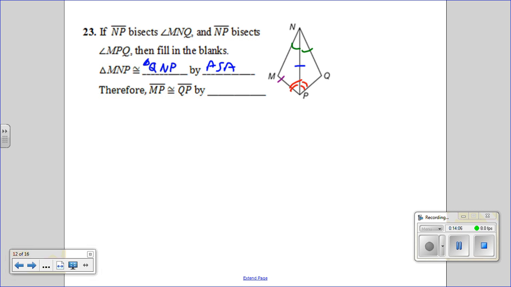So MP is here, QP is here. They're congruent by CPCTC, which stands for corresponding parts of congruent triangles are congruent. Because we proved that they were congruent, then of course all the parts are going to be congruent or match as well.